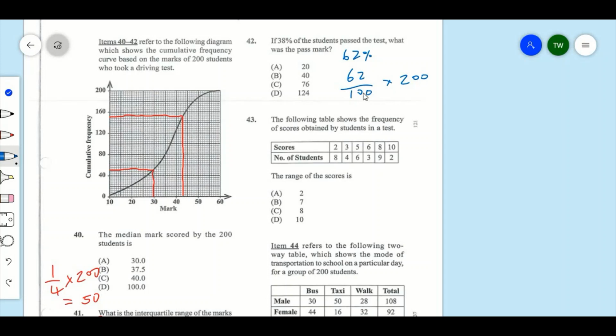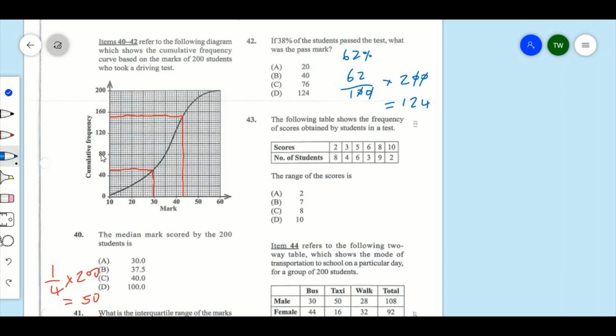And 62 over 100, this 0 is going to cancel out here, and this 0 is going to cancel out here. And 62 times 2 is going to equal 124. Now this 124 is the position on the y-axis. So that gives us the position that we need to locate, and then we can take off the reading on the x-axis, right?